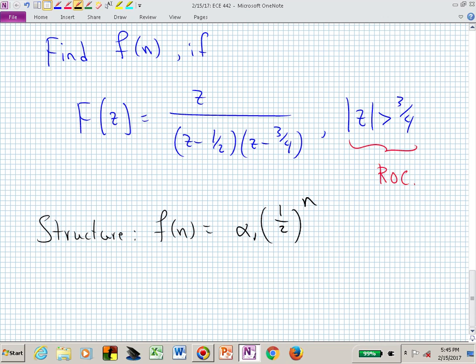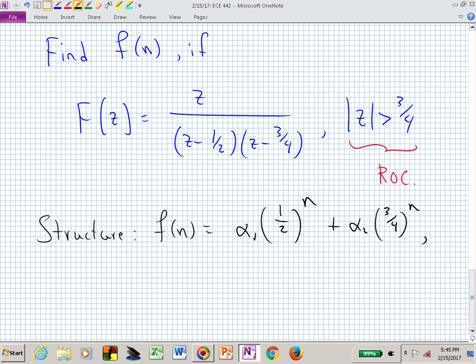Well, I'm going too far. We know this structure so far. It's 1/2, and what's the other piece? 3/4 to the n.